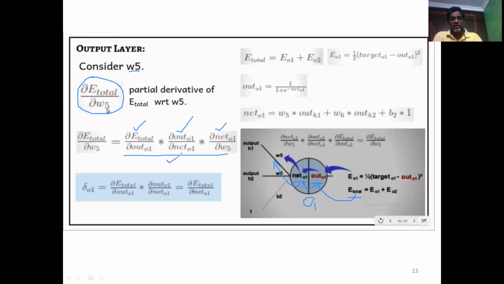Once you are able to write this formula, then you need to understand how the individual terms in this formula will be calculated. So let us see one by one now. The first thing is, how do you calculate this dou E total by dou out O1? Dou E total by dou out O1 will be calculated as follows.